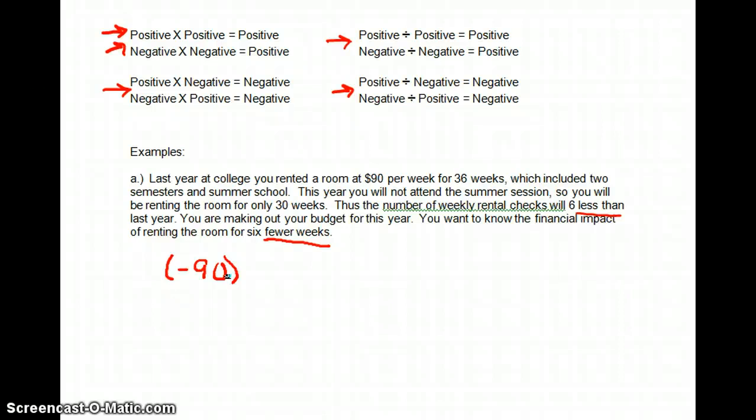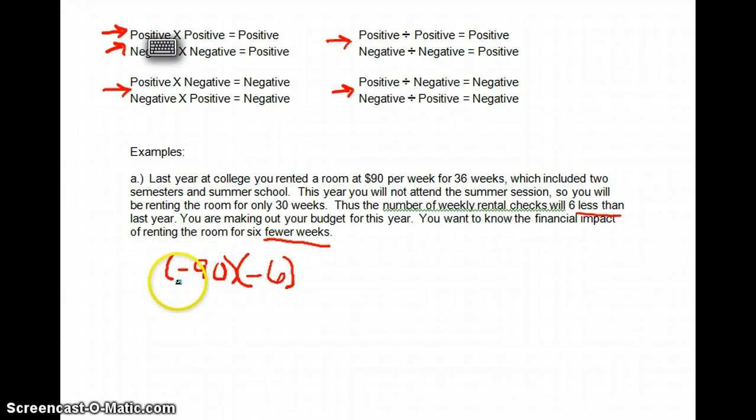Now, we're going to be paying $90 per week, but we are interested in knowing how much money we're going to save by not paying for those 6 weeks. So these are 6 weeks less than last time. There are 6 fewer weeks. There are 6 weeks that we do not have to pay. So we are going to represent that by a negative 6 because it's the difference between last year and this year. And we're not going to be paying that out.